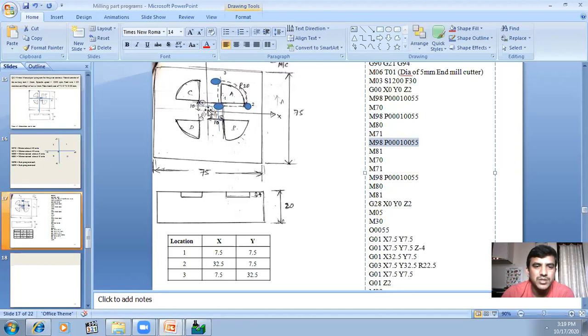Now the spindle comes back to the horizon. After this, once you give the mirroring code, you should cancel that mirror about positive Y-axis. Then you cancel it by giving M81.